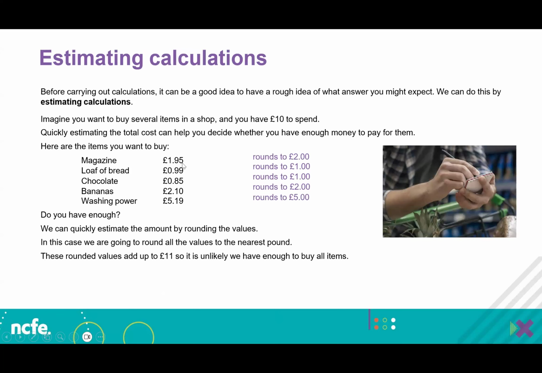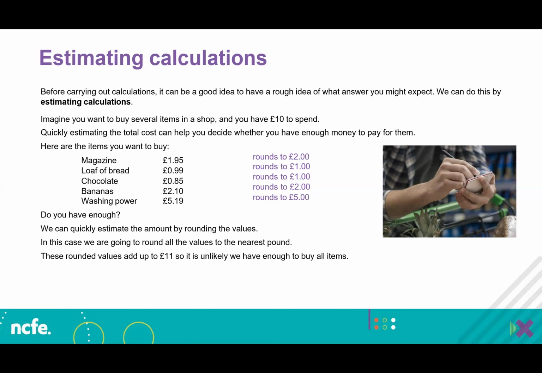Estimating calculations. Before carrying out calculations, it can be a good idea to have a rough idea of what answer you might expect. We can do this by estimating calculations. Imagine you want to buy several items in a shop and you have £10 to spend. Quickly estimating the total cost can help you decide whether you have enough money to pay for them. Here are the items you want to buy: magazine, £1.95, loaf of bread, 99 pence, chocolate, 85 pence, bananas, £2.10, and washing powder, £5.19.